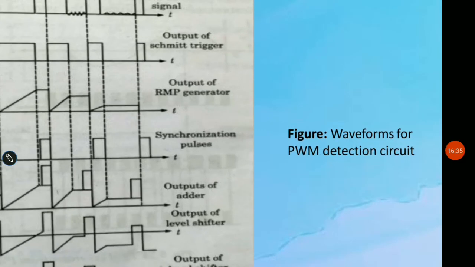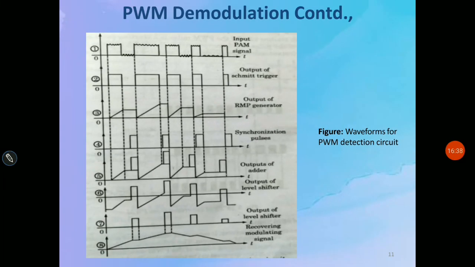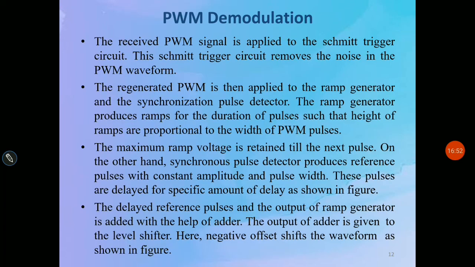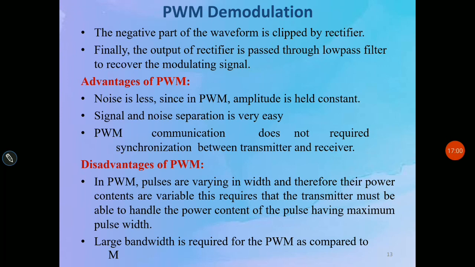So I hope you understand these waveforms easily from the basis of the PWM demodulation, or PWM detector block diagram. So this is the operation. I already told you this, so I skip this slide. Now, in PWM demodulation, I told you the negative part of the waveform is clipped off by the rectifier, and finally the output of the rectifier is passed through the low pass filter to recover the modulating signal.